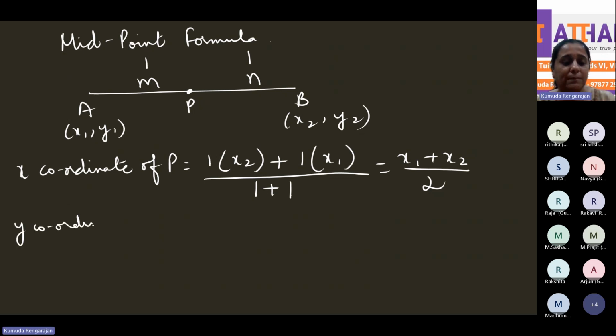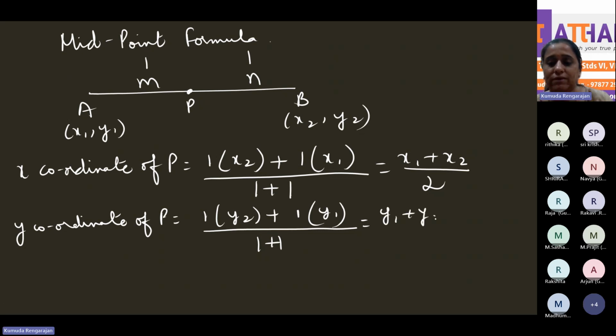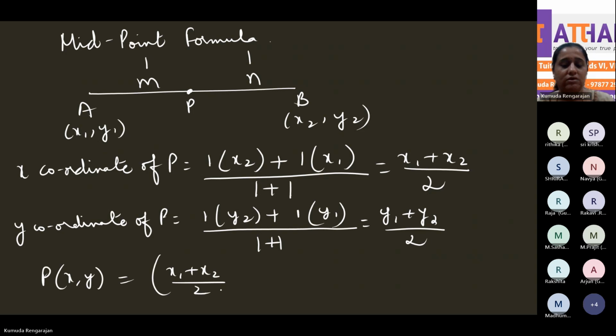The y coordinate of P is equal to m into y2 plus n into y1 by m plus n, 1 plus 1, which is nothing but y1 plus y2 by 2. So you can write it separately like this, or, if P is the midpoint of AB, then P(x, y) is given by x1 plus x2 by 2, comma y1 plus y2 by 2.